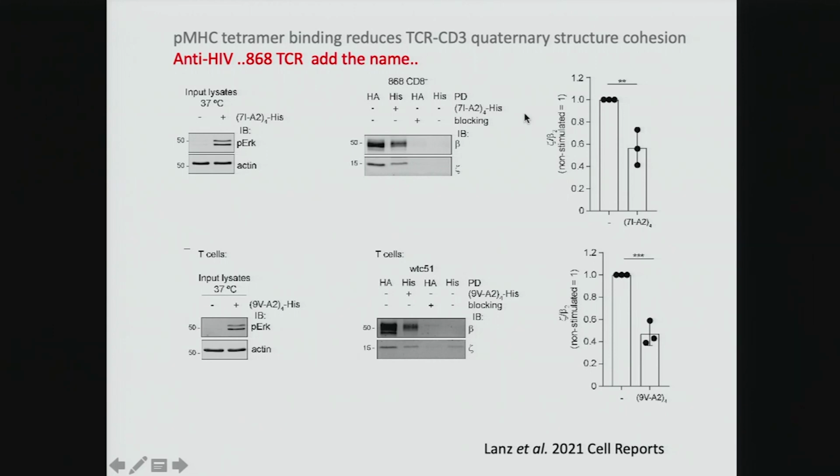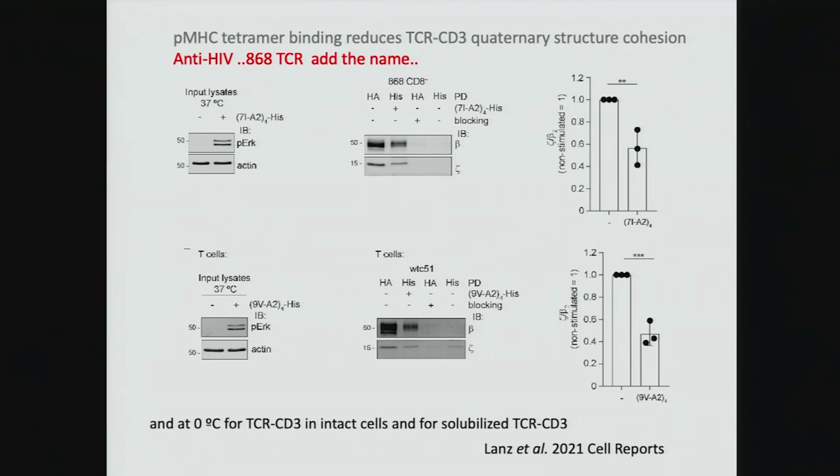You can see clearly, just looking at zeta, that if you look at the ratio between zeta and beta, there is less zeta. That means that something has happened, the ligand has done something. It looks like a crude assay, but it actually allows you to measure, and it is very reproducible.